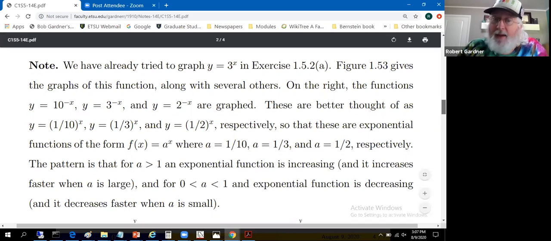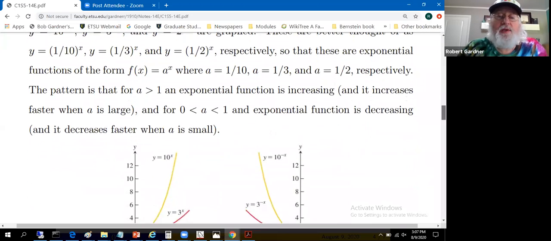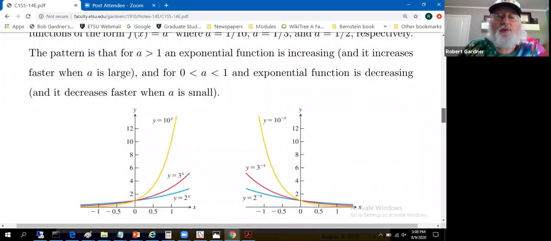Well, something happens when we look at exponential functions where the base is greater than 1. They look like this and they grow like crazy. The bigger the base is, the faster they grow.